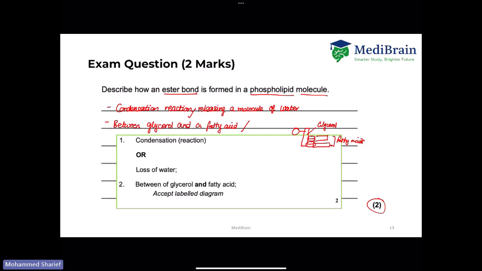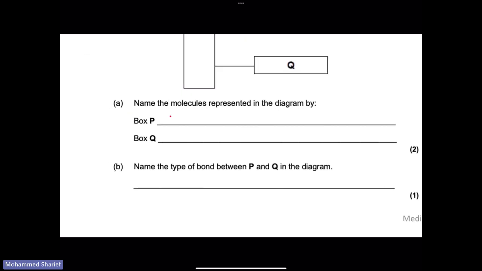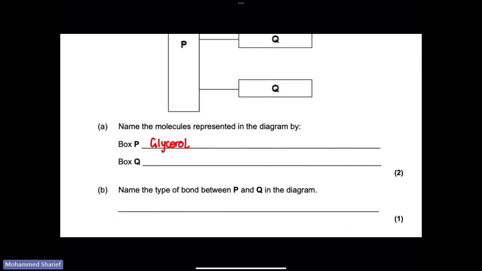Right guys, final question, and then we're done for today's lesson. The diagram represents a triglyceride. Name the molecules represented in the diagram by box P and box Q. Now this is a rather simple question. We've been looking at triglycerides all along. So box P, the big box, only one of them is going to be the glycerol. Box Q, we have three of them, and they're joined to the glycerol, so it's going to be nothing other than a fatty acid.